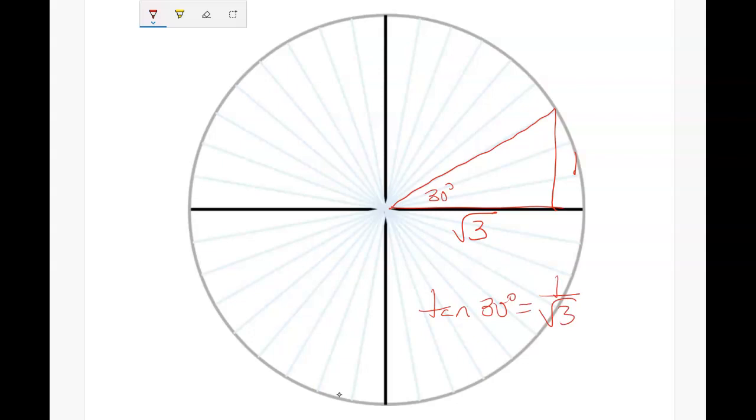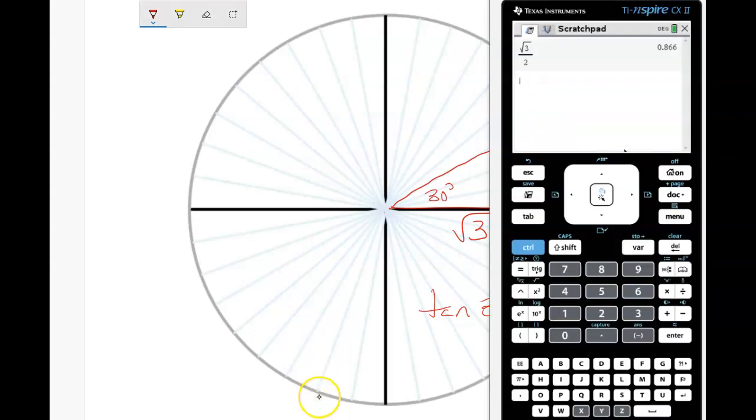Now I don't care if that's rationalized because we're really going to have to get a decimal value to plot it. So let's refer to our calculator here. 1 over root 3, you can do that with control divide if you want. That makes it a little bit easier. 1 over root 3. Said it was easier. All right, there we go, is about 0.58.